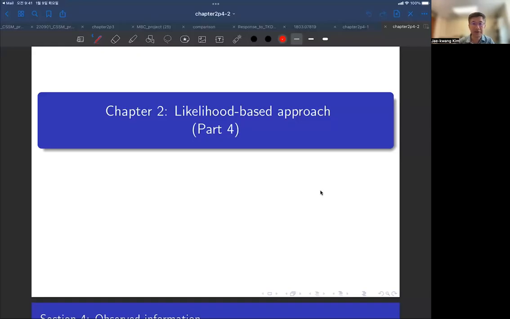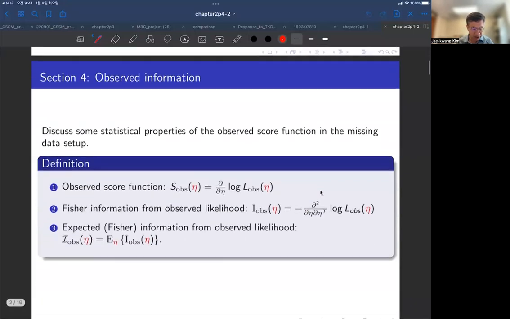Okay, today this is a makeup class for September 6th, Tuesday. So in section 4, we're going to start studying the observed information.